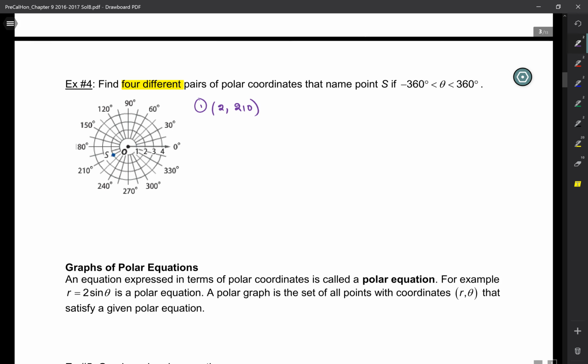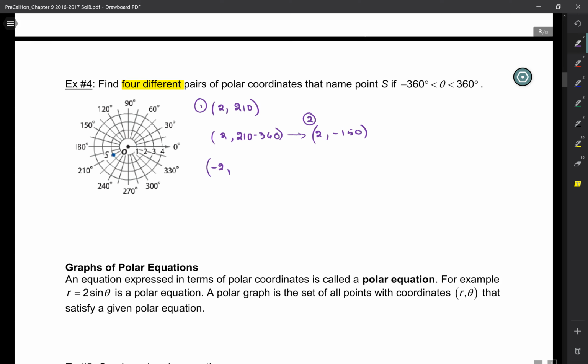What's another thing I could do? Could I add 360? Would that work? No, because I would go over my bound. Can I say 210 minus 360? That would give me 2 comma negative 150, so that would work. Right? And is negative 150 between? Right? So what else could I do?